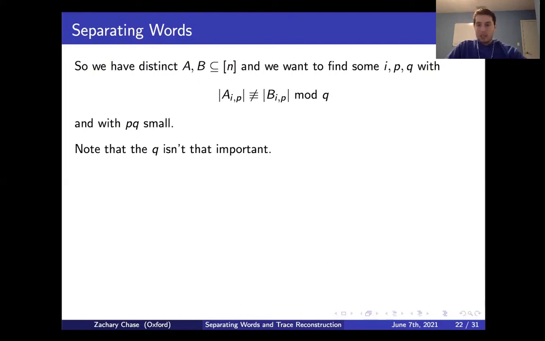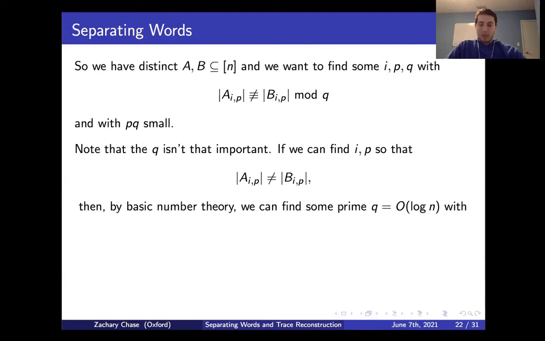So the q isn't that important actually. If we can find i and p so that the number of things in A that are i mod p is not equal to the number of things in B that are i mod p, then by basic number theory, we can find some q of logarithmic size with the size of A_{i,p} not being congruent to the size of B_{i,p} modulo q, right? Like if you have two numbers of size at most n and they're different, then you can't have all primes of size at most log n dividing both of them.